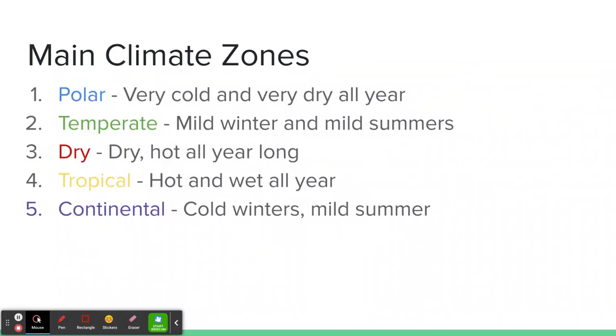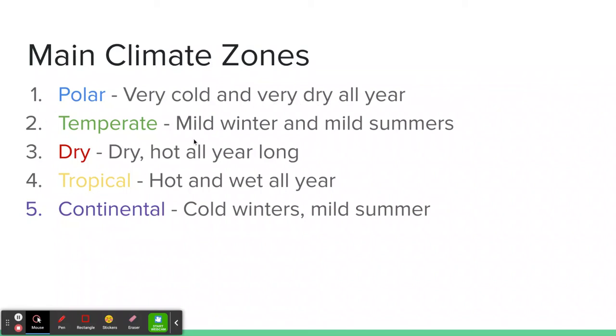We're going to talk about the different kinds of climate zones. So there's five different climate zones. The first one is polar. Polar climate zones are very cold and very dry all year. So those would be like your North Pole, your South Pole, Antarctica, the Arctic Ocean, all of those. They're very cold. They're very dry all year. They never warm up. They're just always constantly freezing.